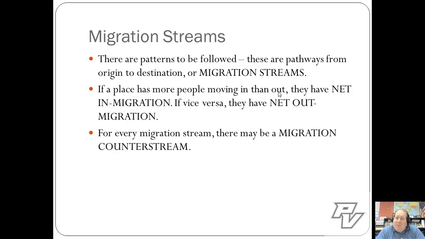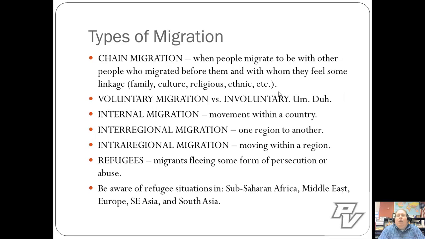If a place has more people moving in than out, then they have net in migration because more people are moving into that area. If they have more people going out than in, they have net out migration. Now, for every migration stream, there also could be a migration counter stream, people who are going back to where they came from. This does not happen as often as you might think, but it's important to know the terms. Okay, types of migration. One of the most important types that we've talked about is the idea of chain migration.